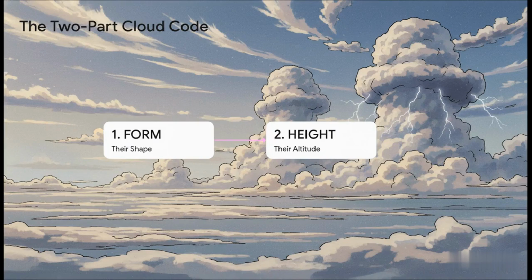And here's the secret. It sounds complicated, but this whole system boils down to just two super simple ideas. What a cloud looks like, that's its form, and where it is in the sky, that's its height. That's it. Form and height. Literally every cloud gets its name from some combination of just those two things.